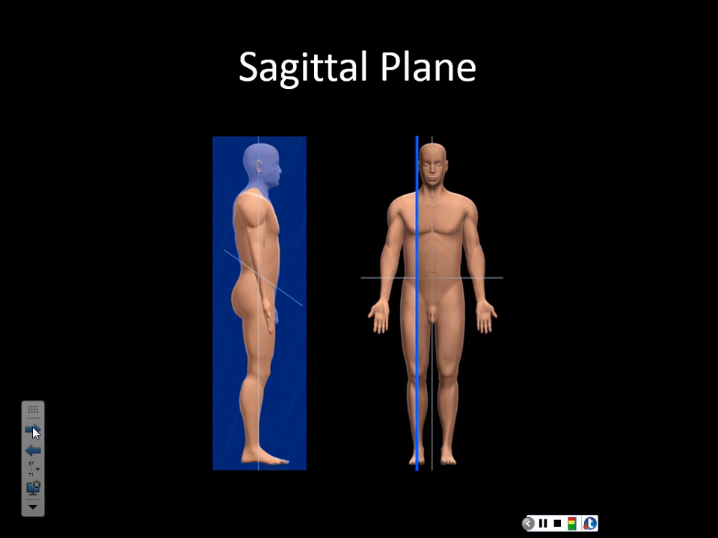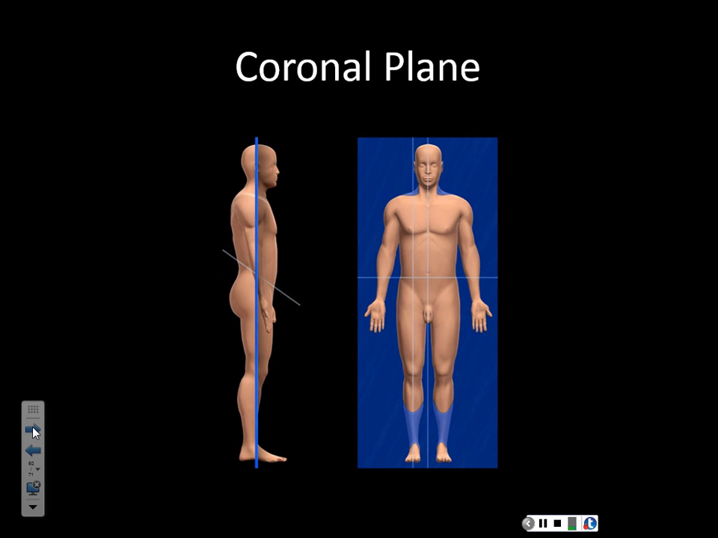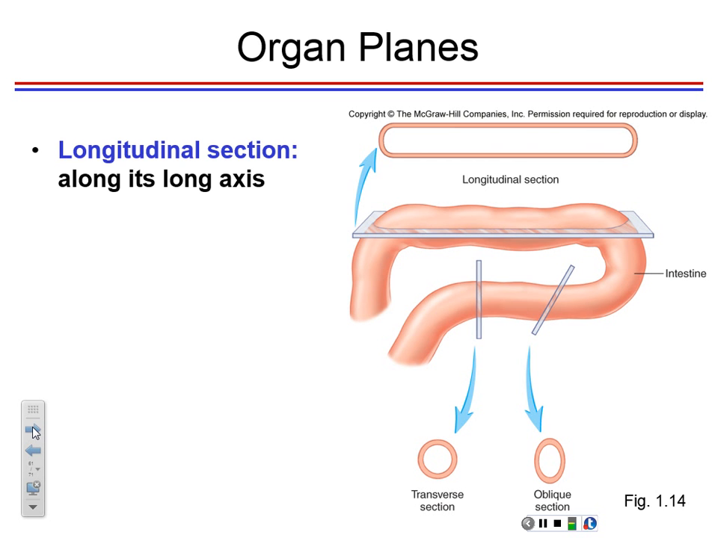So a sagittal plane is not in the middle, it's anywhere to the side of the longitudinal plane of the body, the one that divides it into left and right. Midsagittal is in the middle, transverse is across, and of course a coronal plane divides the body into front and back, or posterior and anterior. And when we have long organs like the intestine and so forth, a longitudinal section will dissect it along the longest axis of that body part.